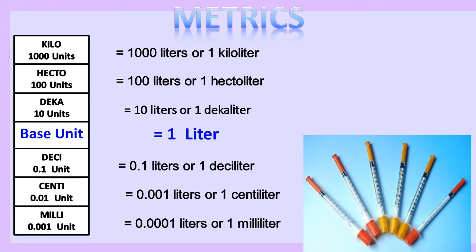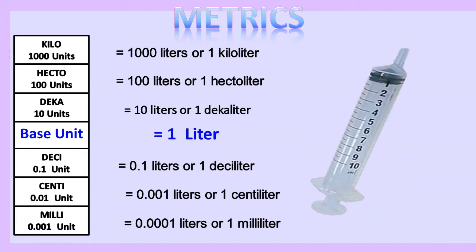A 1 milliliter syringe holds 1/1000th of a liter. So if you wanted to fill a liter bottle, it would take 1,000 1 ml syringes to do it. It would take 100 10 milliliter syringes to fill a liter bottle. 10 ml can also be called 1 centiliter, but fortunately we don't do that.